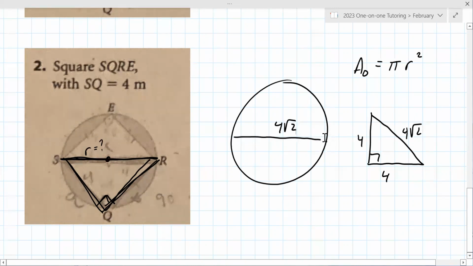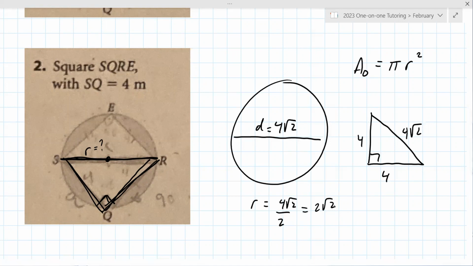You break it in half, divide it in half. So the radius, what is the radius? 2. Divide this by 2. So it's 4 root 2 divided by 2. That's 2 root 2. That's your radius. Is that clear?